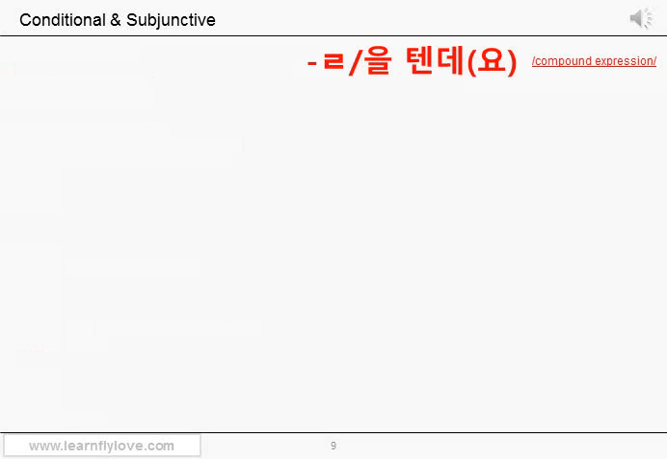Let's learn about the compound expression 을 텐데 on this page. When you use this 을 텐데 at the end of the sentence to someone who deserves honorifics, you should add a suffix 요, like 을 텐데요. But you cannot directly use 을 텐데 with the formal honorific ending 읍니다, 씁니다 or suffix 니다. Okay? Please remember that. When you are talking to yourself, you can just use 을 텐데 without honorific suffix 요. Yes, 을 텐데 is also used when you are talking to yourself.